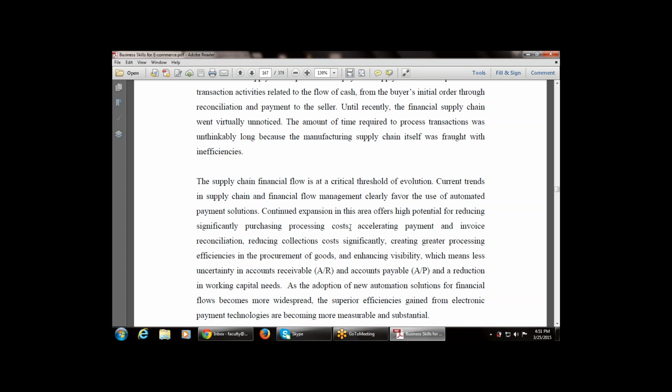Continued expansion in this area offers high potential for significantly reducing purchasing processing cost, accelerating the payments and invoice reconciliation, and reducing the collection cost significantly. So these are the various expansions in the market. Using various modes of payment, that is various payment procedures, reduces the collection cost and purchasing processing cost, creates greater processing efficiency and enhances visibility. That means less uncertainty in the accounts receivable and accounts payable, and a reduction in working capital needs. And whenever banks adopt a new automation solution for financial flows and it becomes more widespread, the superior efficiency gained from electronic payment technologies becomes more measurable and substantial.